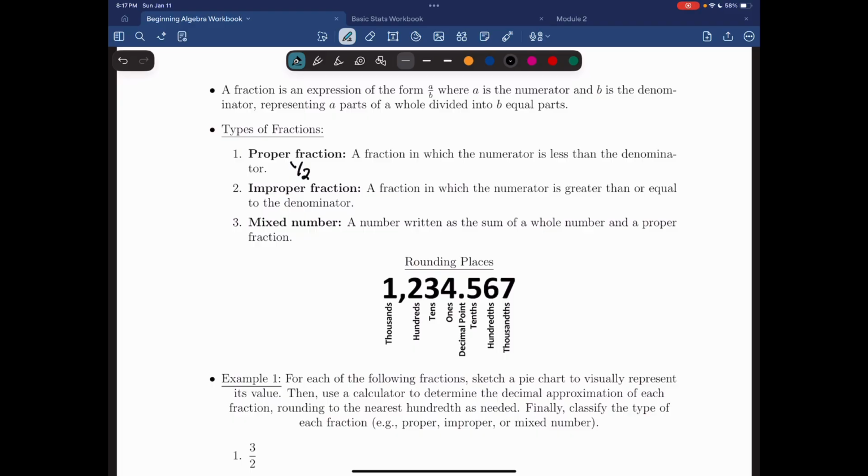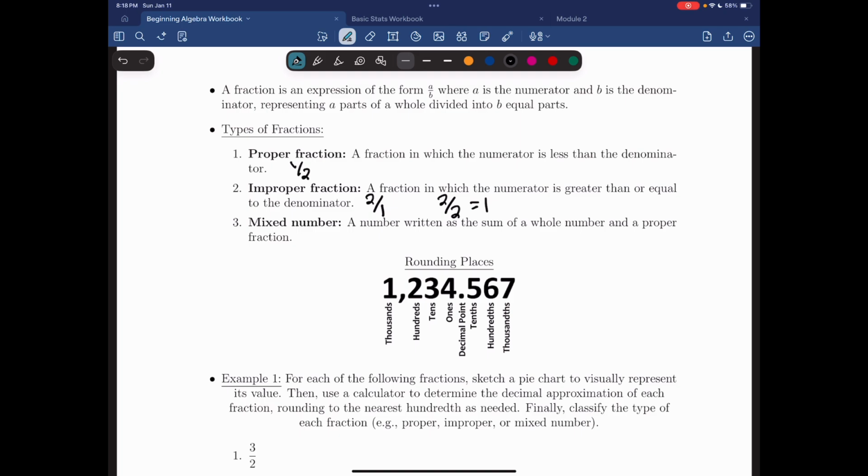Now, inversely, or on the opposite side, we have improper fractions, and that's where our numerator is greater than or equal to the denominator. So if we flip this fraction 1/2 and make it 2 over 1, that is now an improper fraction. Also note here that if the numerator is equal to the denominator, it is also technically classified as an improper fraction. So an example of that, when the numerator and denominator are equal, we could have 2 over 2, which, if you're thinking, doesn't that just equal 1? It does. 2 divided by 2 is 1. So just keep note of that.